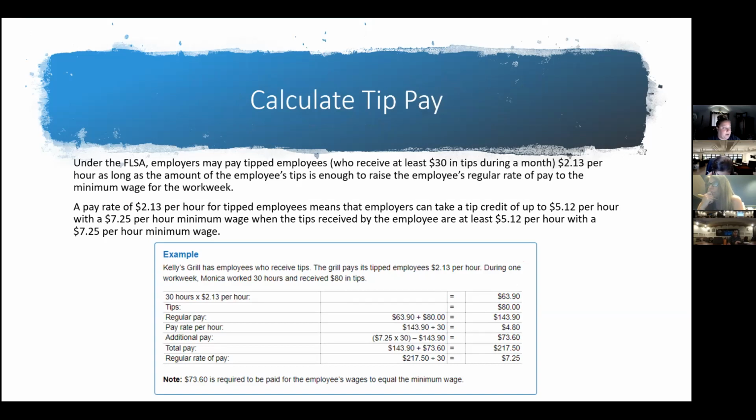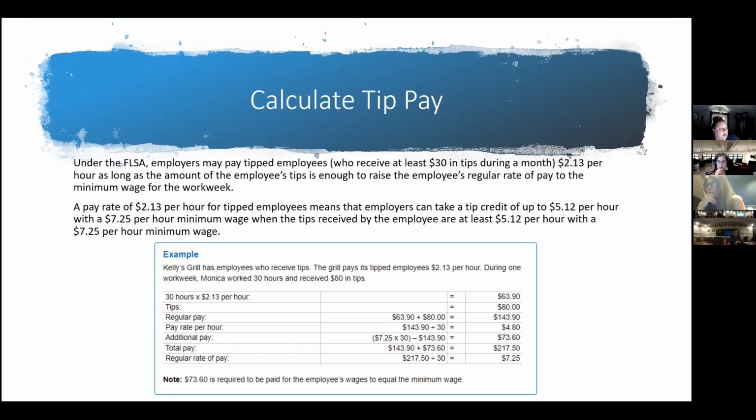All right, tipped pay. So under FLSA, employers must pay tipped employees who receive at least $30 of tips during a month. We talked about that last week. They can pay them $2.13 per hour as long as the amount of the employee's tips is high enough to raise the employee's regular rate of pay to at least minimum wage for the work week. A pay rate of $2.13 per hour for tipped employees means that the employer can take a tip credit of up to $5.12 per hour with a $7.25 per hour minimum wage, which is the federal minimum wage, when the tips received by the employee are at least $5.12 per hour.